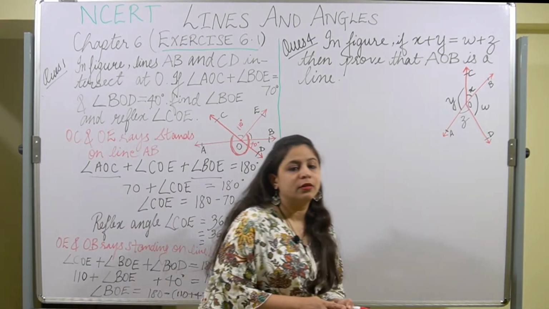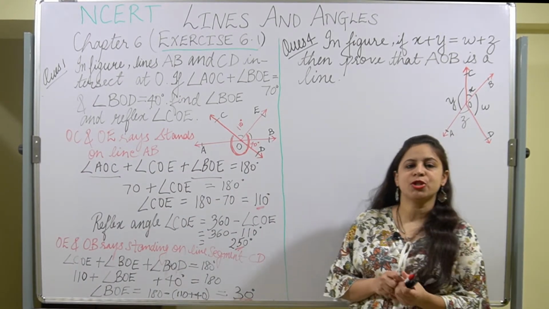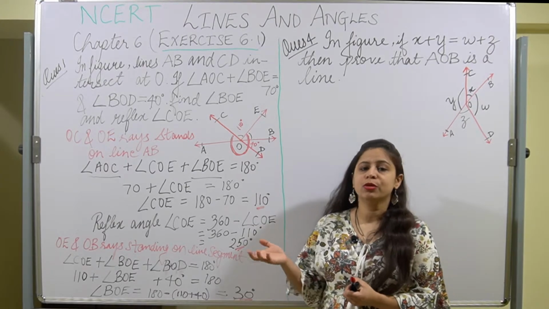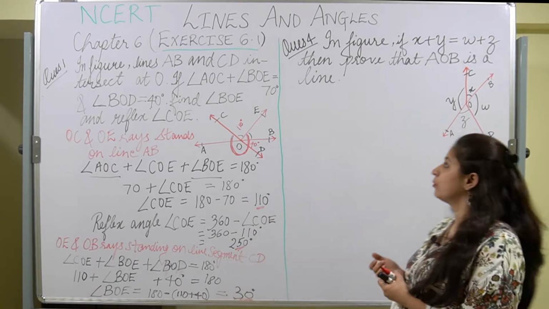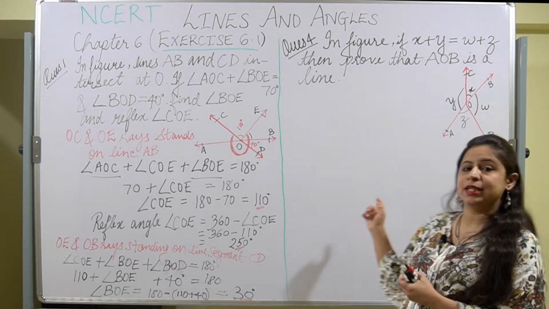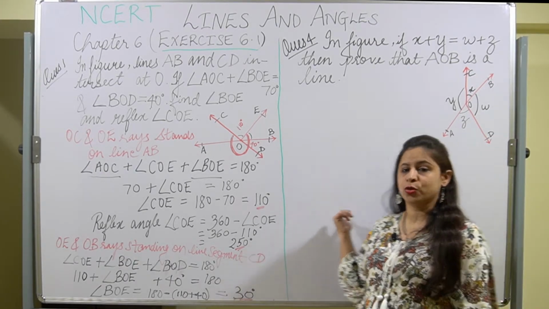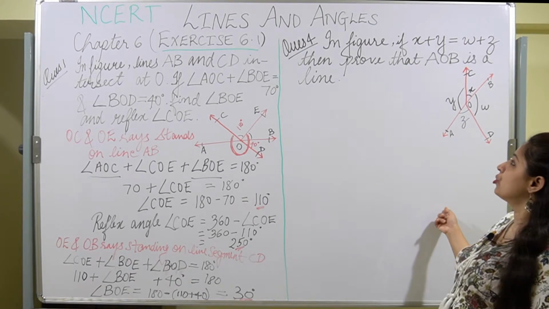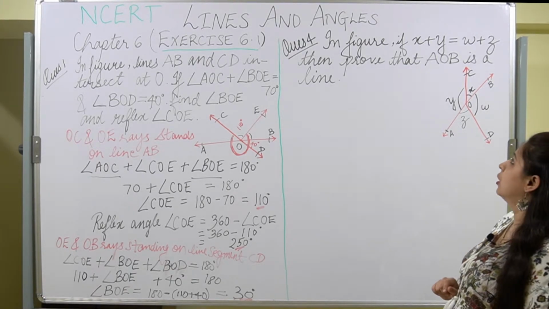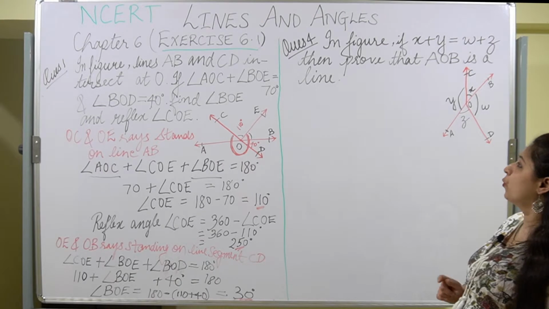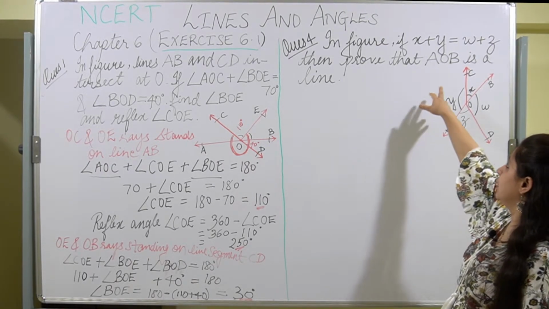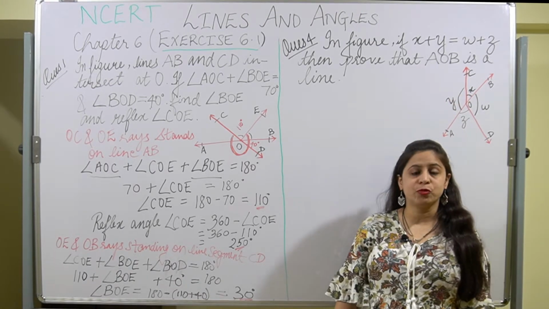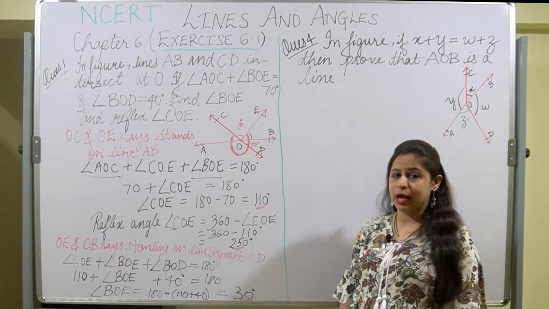Okay, some of the questions we will be doing, rest of the questions you can do and you can solve, and then you can ask me in the comment section. Now next, let us move on to the fourth question. Okay, in the fourth question it says, in figure, if x plus y is equal to w plus z, then we have to prove it that AOB is a line.